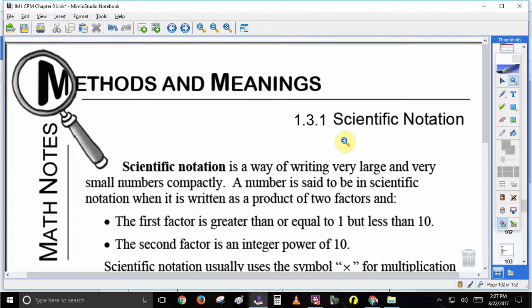Alright folks, welcome back to another Math Notes. This is Mr. Jewell. We're in section 1.3.1 and today we're going to be talking about scientific notation.